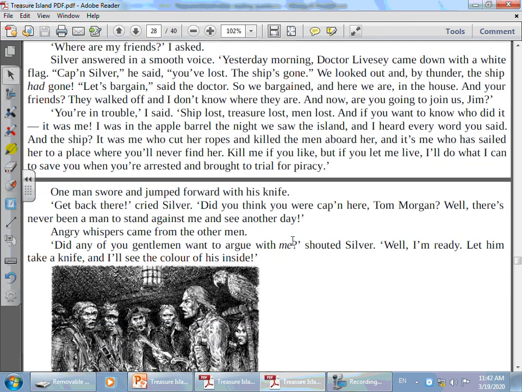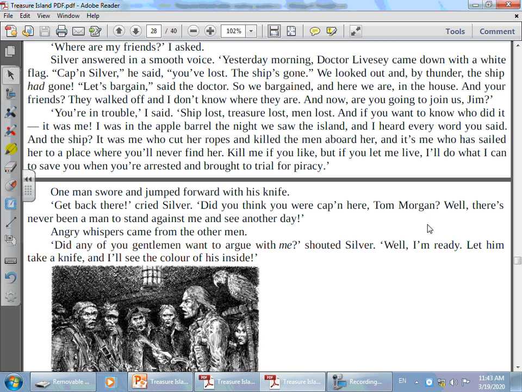Let's go back to the story. One man swore and jumped forward with his knife. "Get back there," cried Silver. "Did you think you are captain here, Tom Morgan? Well, there's never been a man who stood against me and saw another day."